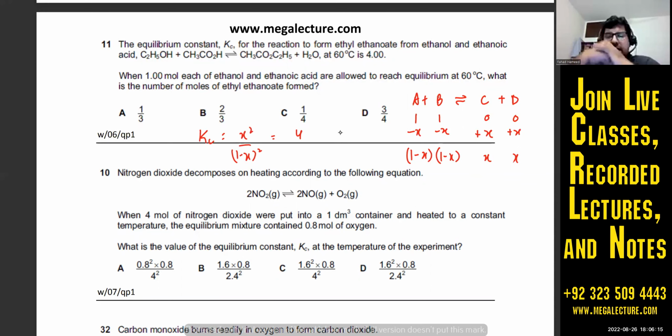So I need to solve for X now. He's asking me to figure out the number of moles of ethyl ethanoate. That's X, right? So I need to solve for X. So I would have to take the square root first. If I take the square root, it's going to give me plus minus 2.